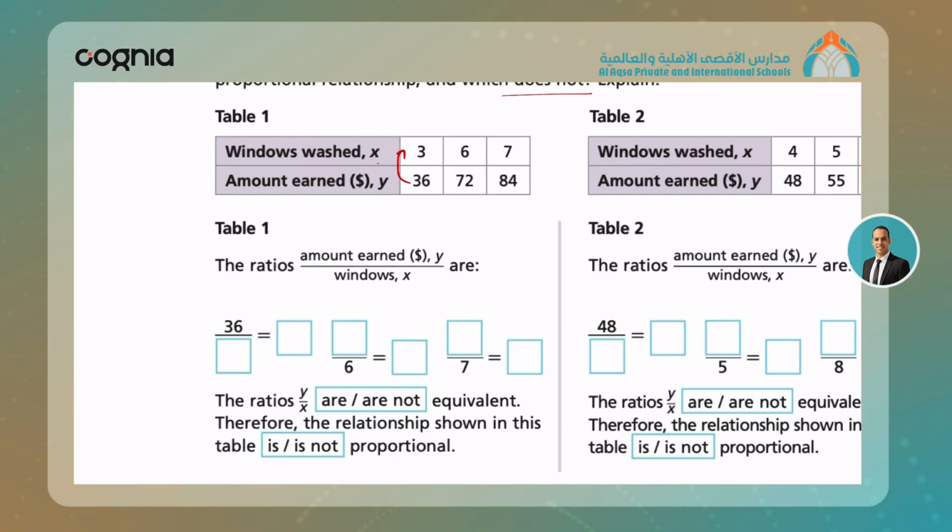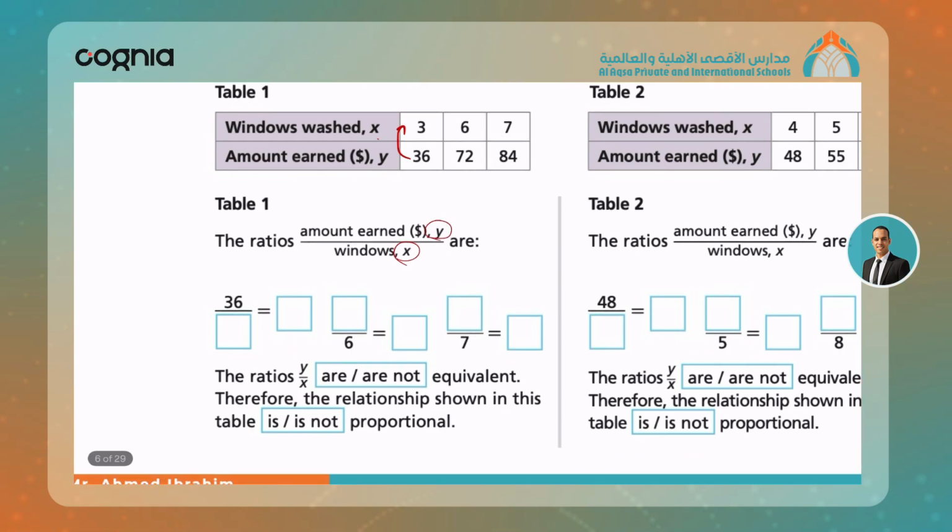Okay, so for all of these, we divide the Y, the money, by X, which is the windows. So 36 divided by 3 is equal to 12. The second one, 72 divided by 6, is also equal to 12. And 84 divided by 7 is also equal to 12.